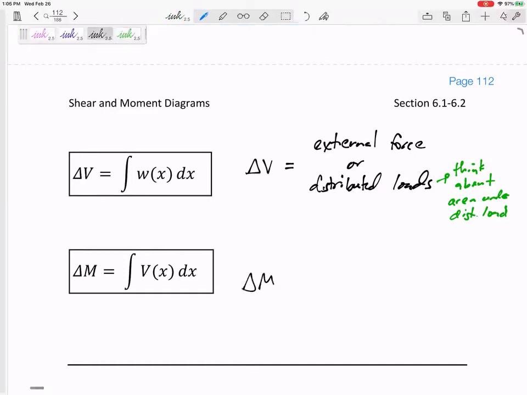Similarly, the moment gets pushed up or down due to external moments, right? If there's a moment drawn on there, then my moment diagram immediately goes up or down. Okay. Or the area under the shear diagram. The area under the shear diagram pushes my moment diagram up or down.